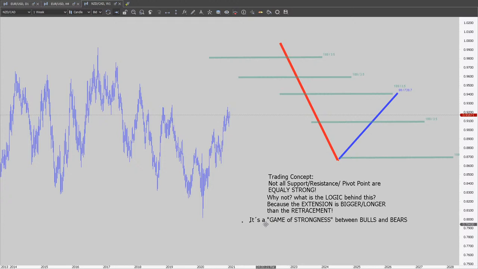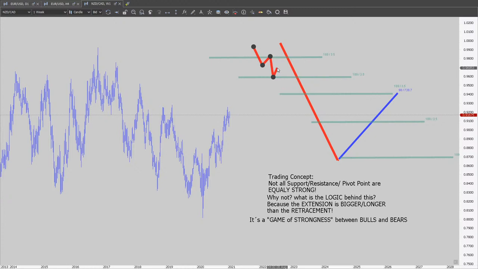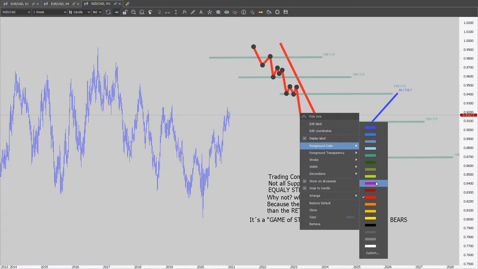Okay, what does this mean? When the market was falling down, making lower lows, lower highs, lower lows, lower highs, and so on, those pivot points, what would be the color? Yellow, orange, green.